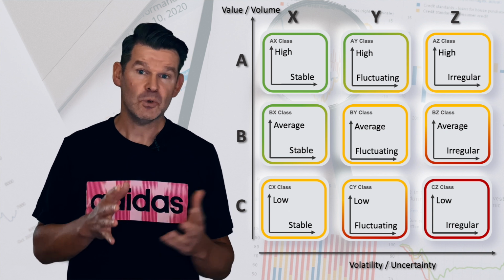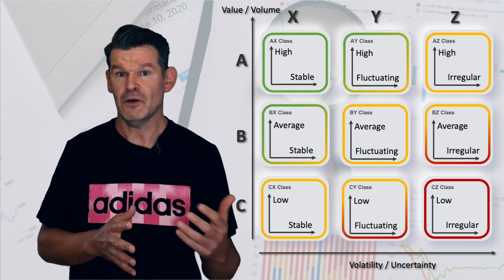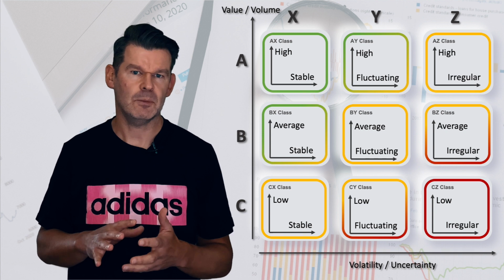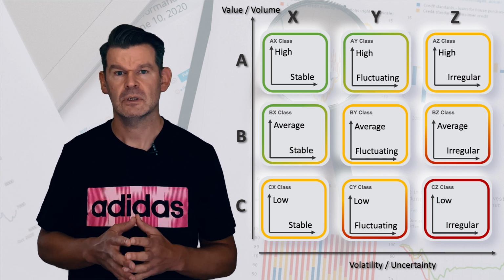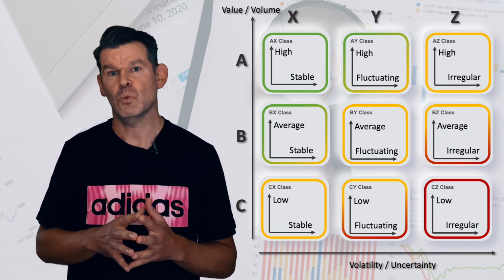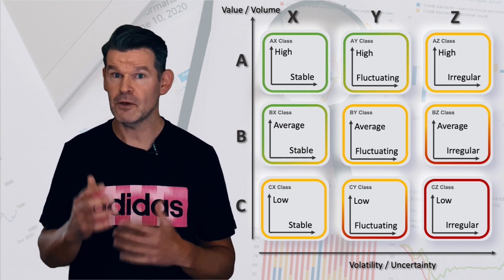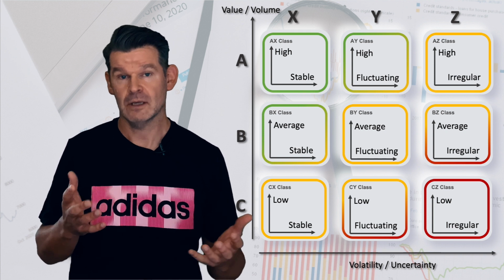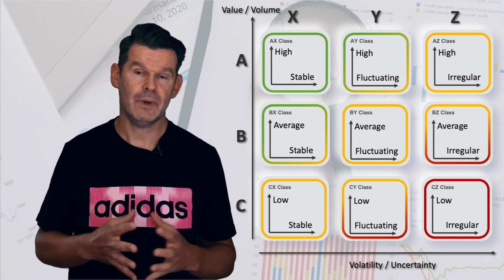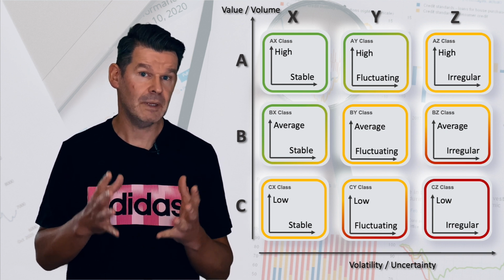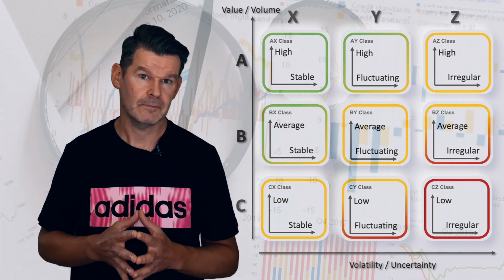In the top left, you'll find the items that are of high value, exhibiting a stable but predictable consumption, down to the bottom right, where those items will be of low value, exhibiting a very high volatility and presenting probably quite a few challenges to plan, but hopefully there will not be many products in that category.